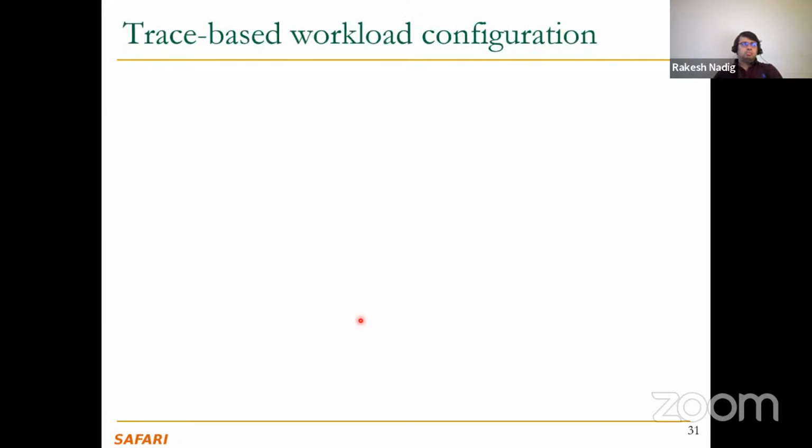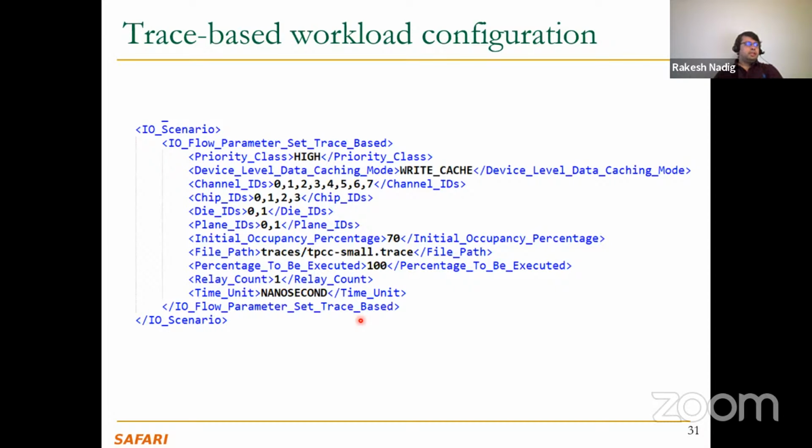Then we look at the workload configuration. As I mentioned, there are two types of workload that we can use with the simulator. One is a trace-based workload, where we can define an IO scenario within this XML file, the workload.xml, which defines a trace-based workload configuration. This has many parameters which define the workload that we use in the experiments.